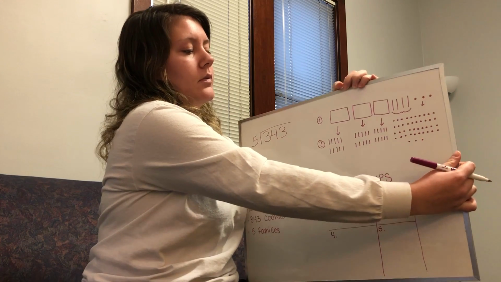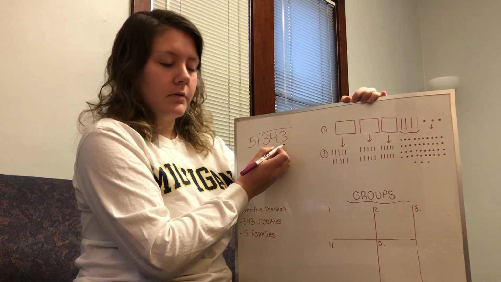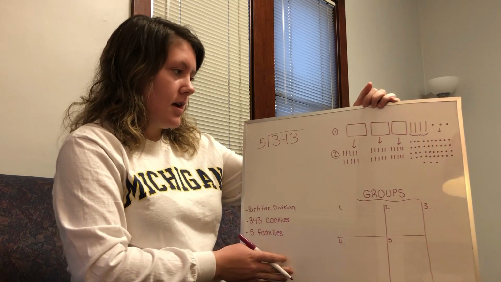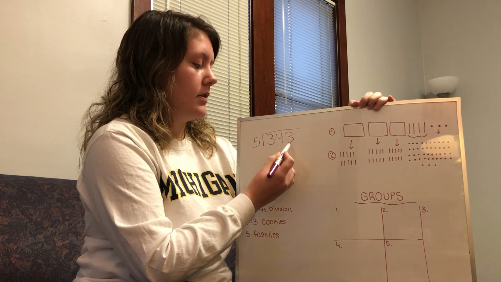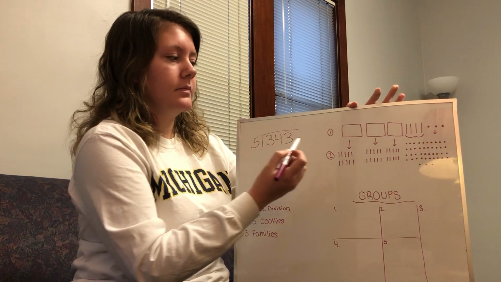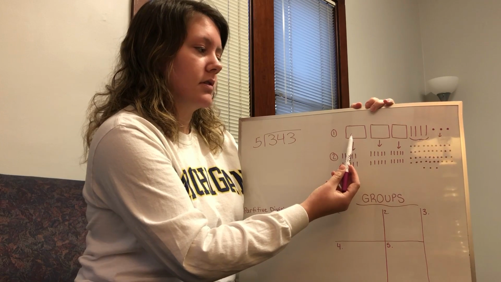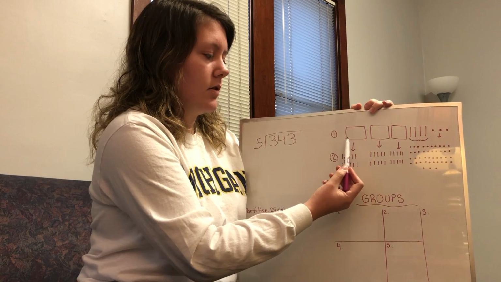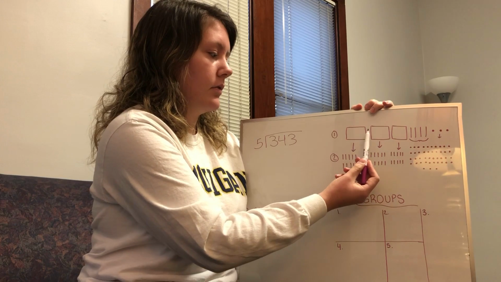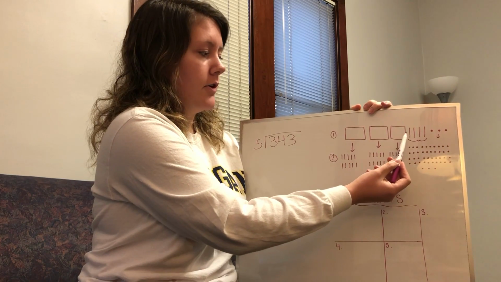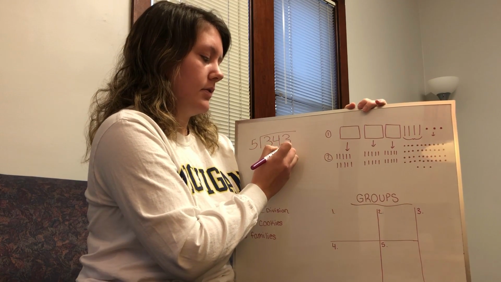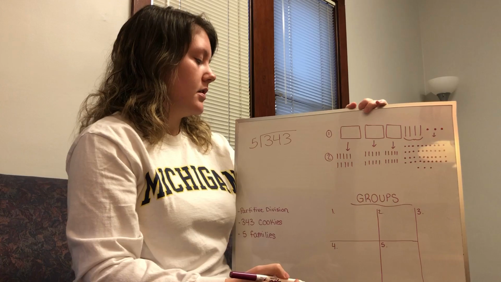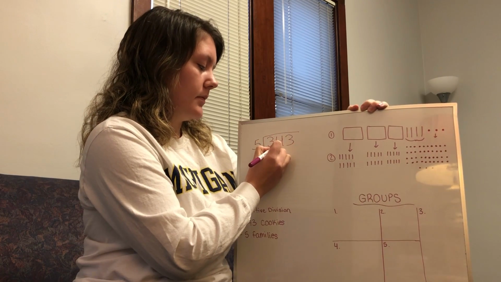So, on the board, we have it written out as 343, which represents how many cookies, and then 5, which represents how many families. So 343 divided by 5. Now I wrote it out over here, which looks like base 10 blocks. So in step 1, there are 3 100s, 4 10s, and 3 1s, which equal 343. We are going to first start out with looking at the 3.